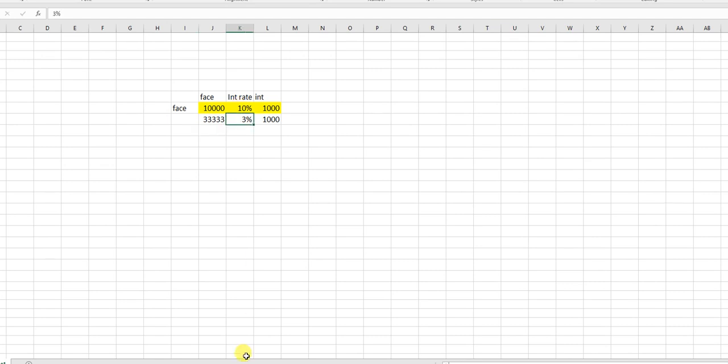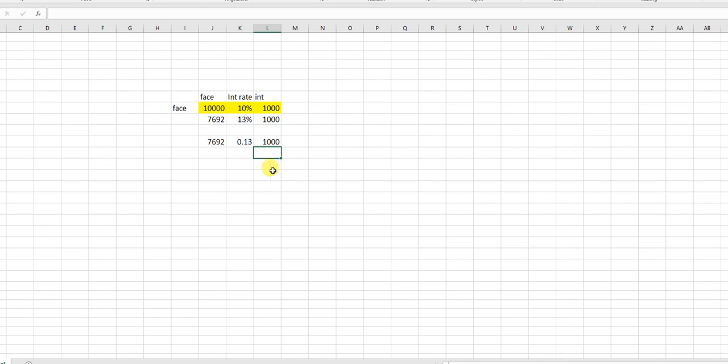But let's see what happens if I change it to 13%. And so notice now I need this $1,000 to be a 13% return. So I change the face. So I'll show you, 1,000 divided by 0.13 is $7,692. And so I see that $7,692 times 13% should be around $1,000.